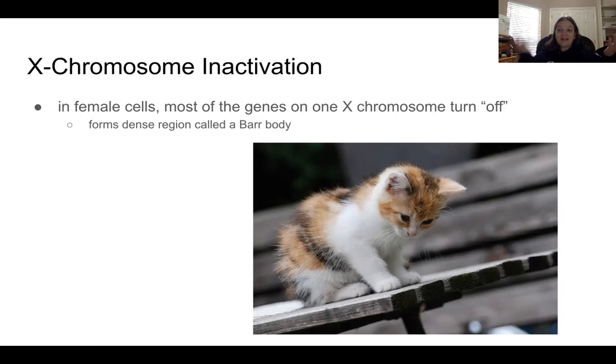If they get a black and an orange, then in all of their cells, randomly, one of those is turning off. So some of their cells start to express orange colored fur, and some of them start to express black colored fur. So that's how you get calico cats, and none of them really look the same. They all have all of these differences in their fur coloring because it's random.